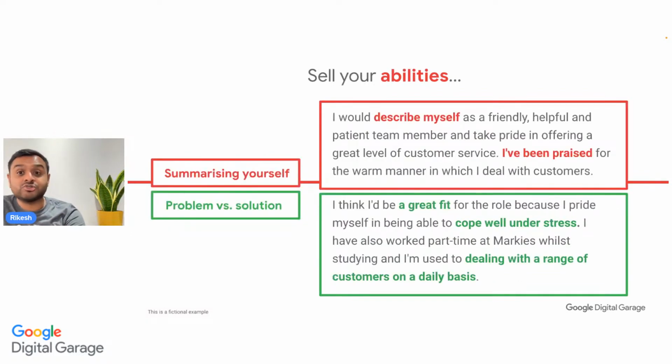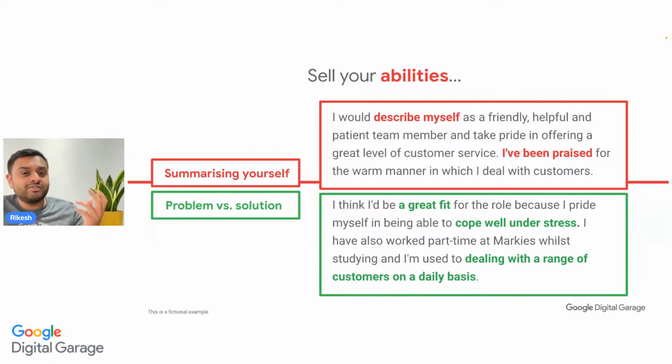We've then got our summarizing yourself paragraph. This is our power paragraph, where we talk about our strengths. An example here would be, I would describe myself as a friendly, helpful, and patient team member, and I take pride in offering a great level of customer service.